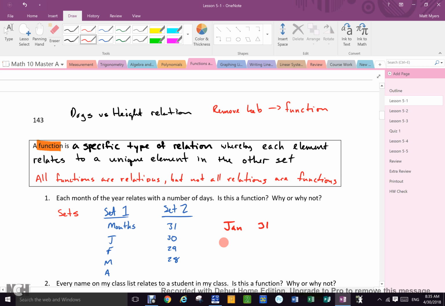Okay. February. 28 or 29. Is that a relation or a function now? This is a tricky one. It's still a function because 28 or 29 can only be February, right? Okay. What about March?